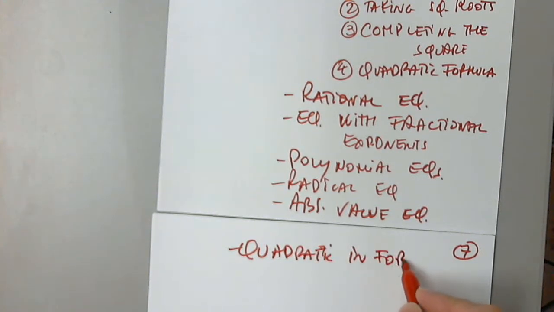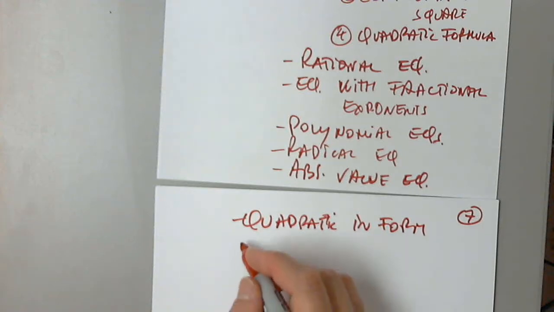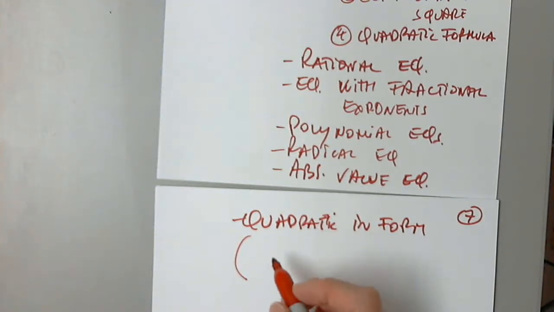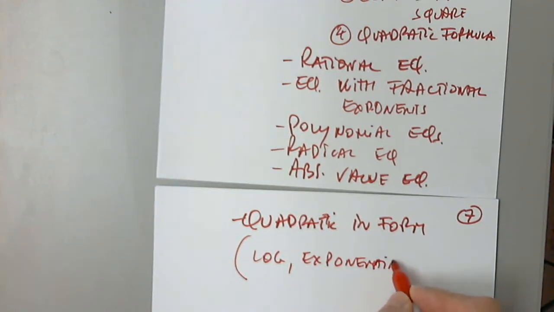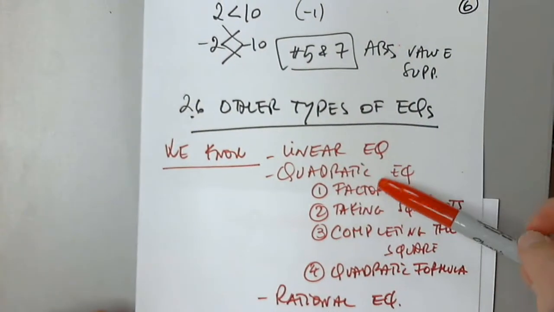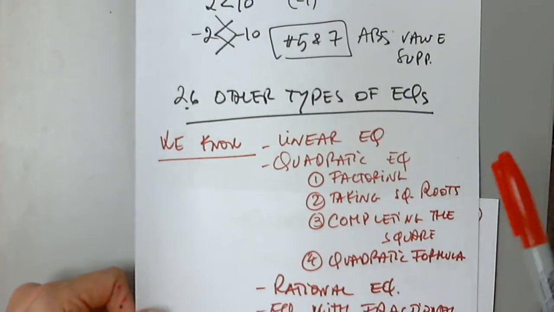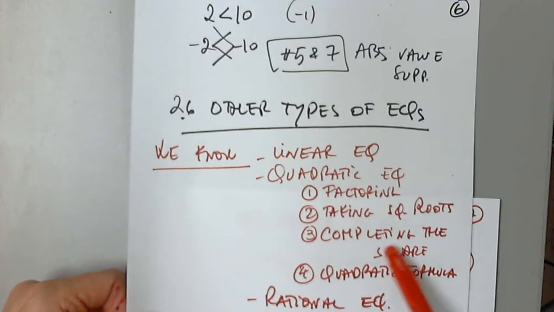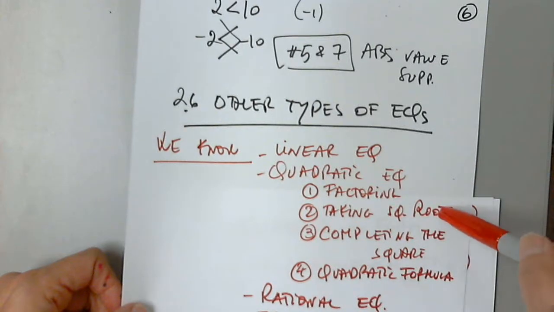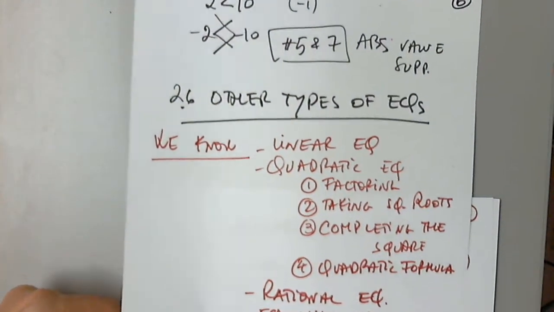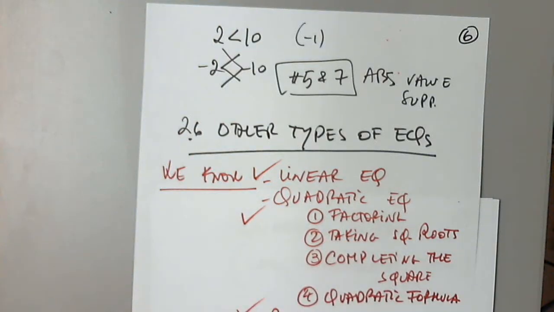Later on, we will talk about log, exponential, trig equations, and so on. So for now, let's go through this list. Linear, I'm not going to go back. Quadratic, I would like to not discuss factoring and completing the square, unless you want another example of completing the square. I would like to give you an example from taking square roots and quadratic formula, and then these will be done, and then we'll continue with the rest.